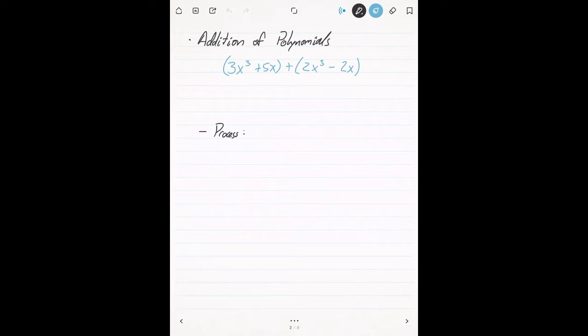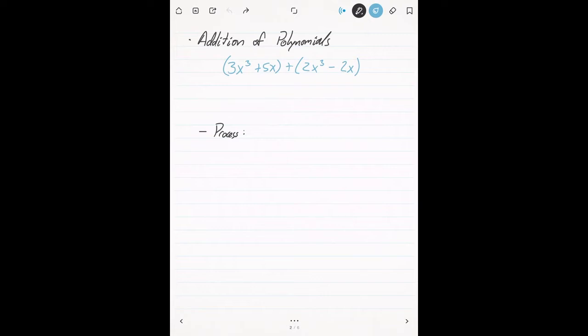You'll notice here that we have two polynomials. We have a 3x to the third and a 5x, and then we have the polynomial 2x cubed minus 2x. So we're adding two binomials together. And how are we going to do this? Well, intuitively, looking at this is actually pretty easy.